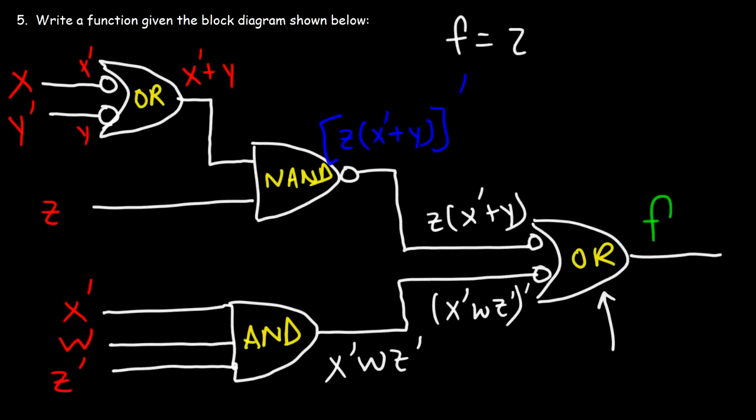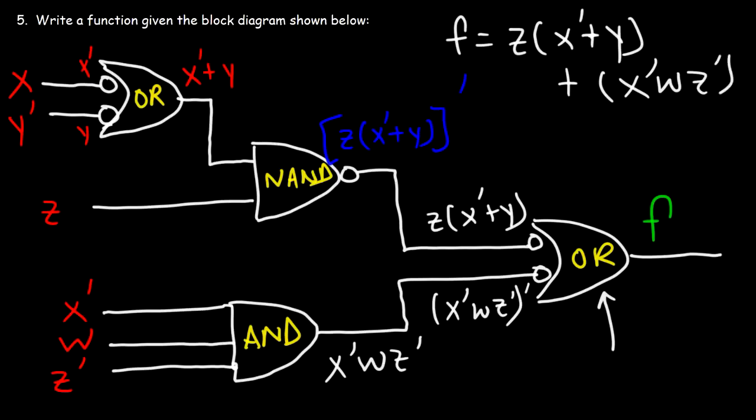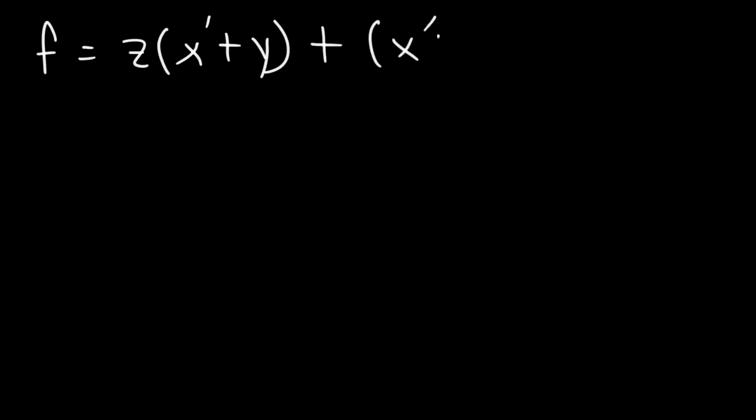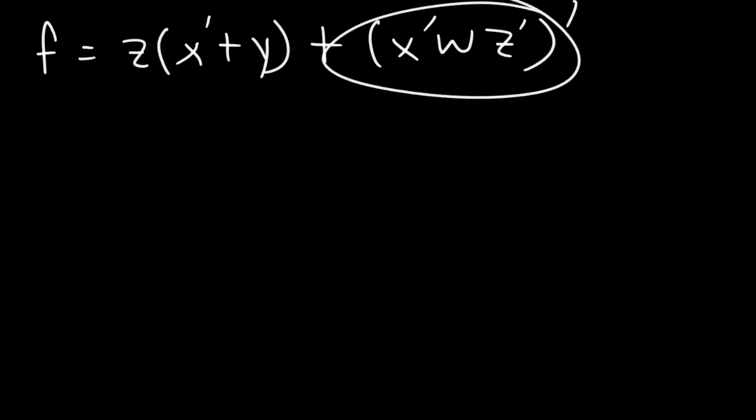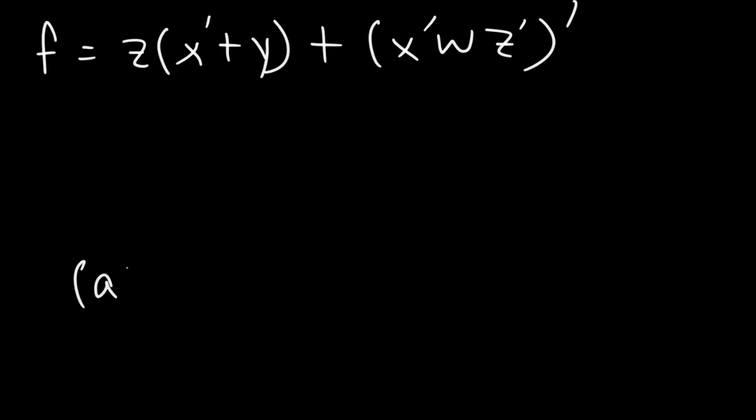Now using the OR operation, we can say that F is basically the sum of those two values. So it's going to be Z times X prime plus Y, and then plus X prime W Z prime, prime. Now I'm running out of space, so I'm going to rewrite it here. So we said that was Z times X prime plus Y, and then plus X prime W Z prime, prime. Now we could use De Morgan's theorem on that portion of the expression. So if you recall, (A times B) prime is equal to, so what we can do is apply the complement to the variables on the inside, and at the same time change the AND operation to an OR operation.